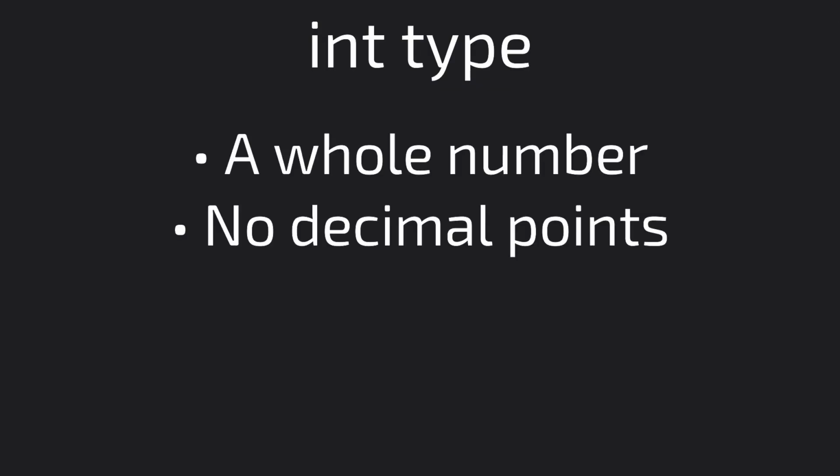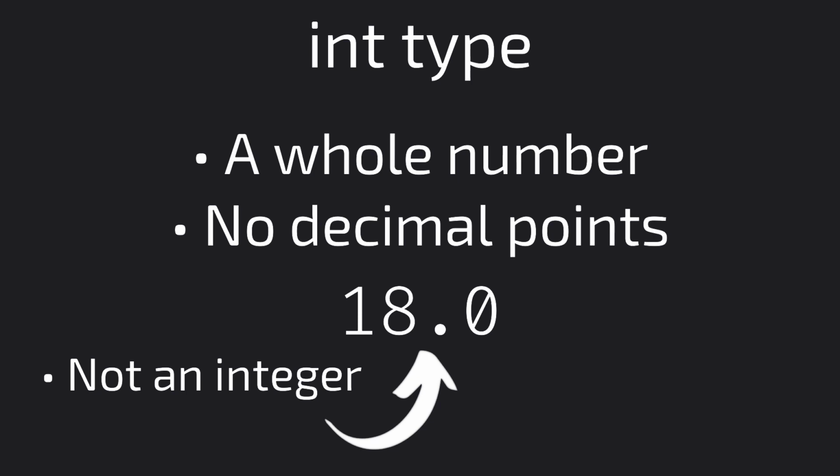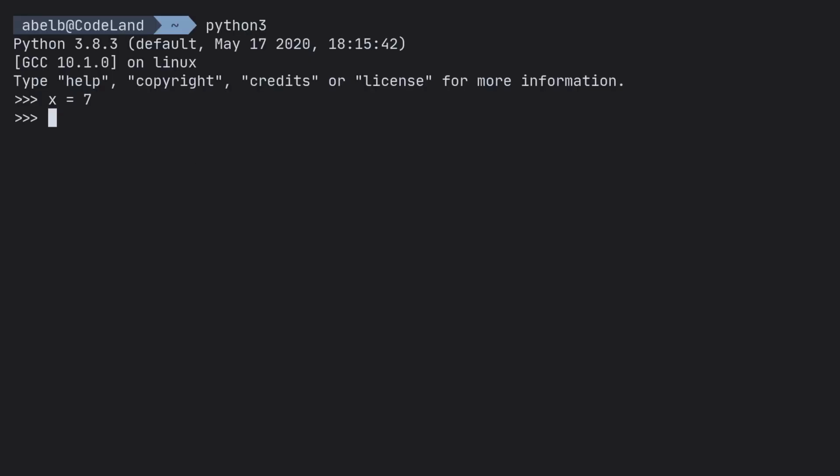An integer is just a whole number, without any decimal points. Even this won't be classed as an integer, even though it's technically a whole number. You can even do binary by prefixing the number with 0b, like this. And it'll convert the binary into its base 10 form. There are loads of other stuff you can do with integers, but I'll leave you to check that out in your own time. Let's move on to the float type.